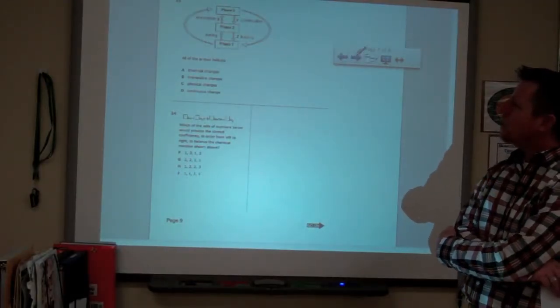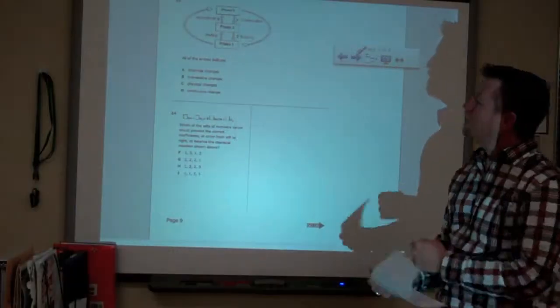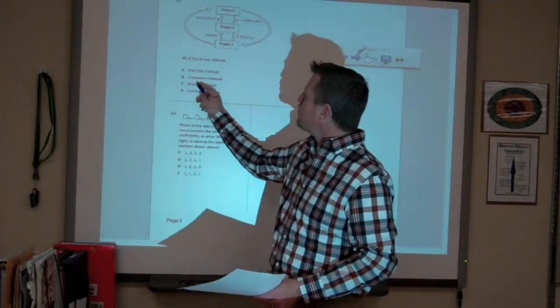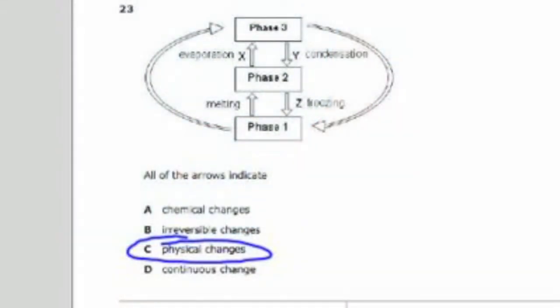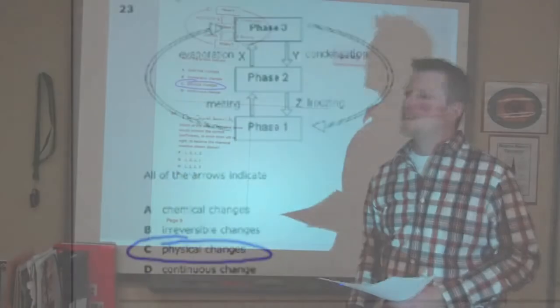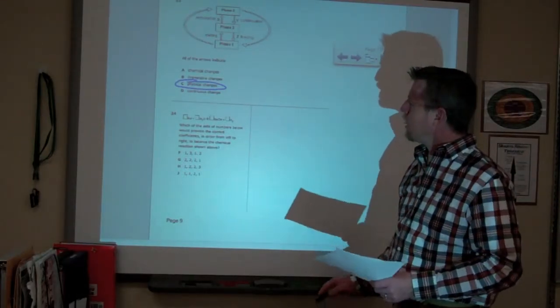And so what is going on? Is it a chemical change, irreversible change, physical changes, or continuous changes? Physical. They're physical. Even though they are somewhat continuous, they keep going in cycles, they are all physical. We're talking about chemistry in this class, so physical changes, chemical changes, that's really the best answer in this test, okay?